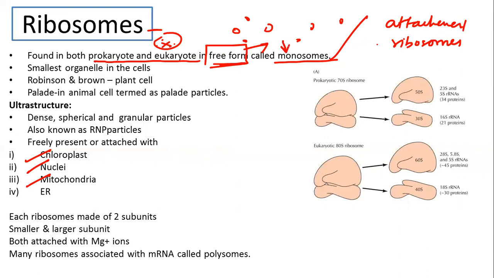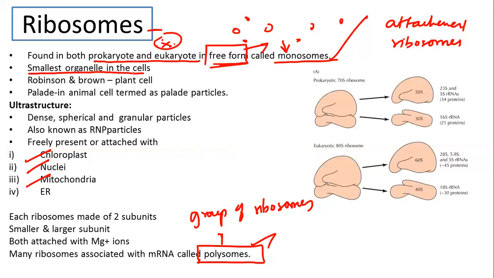Okay, all these monosomes will join together and form a group of structures, and that group is called polysomes. A group of ribosomes forms polysomes. Poly means multiple. So you can say ribosomes are the smallest organelle of a cell.